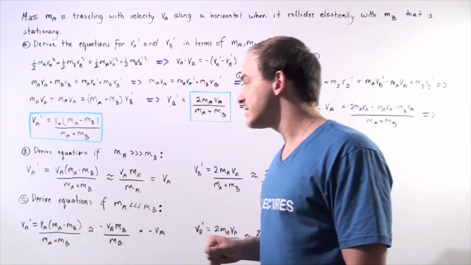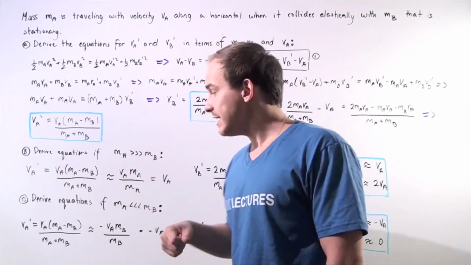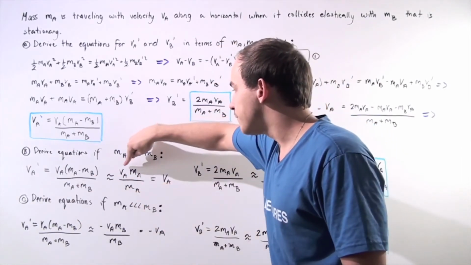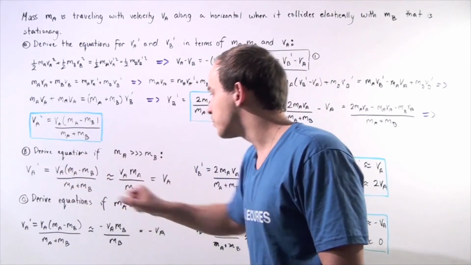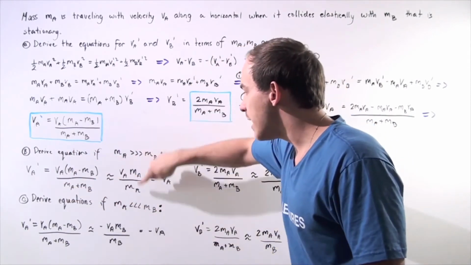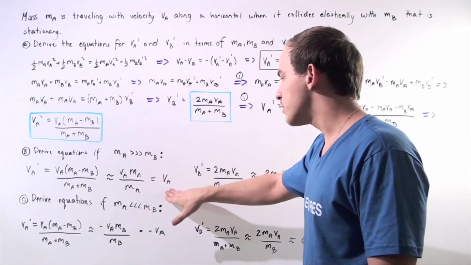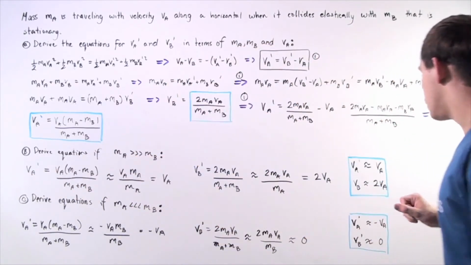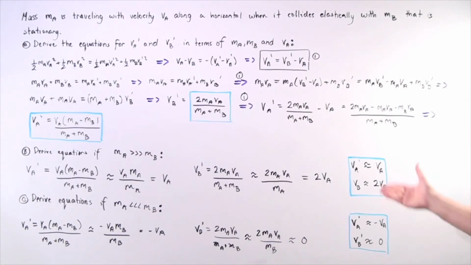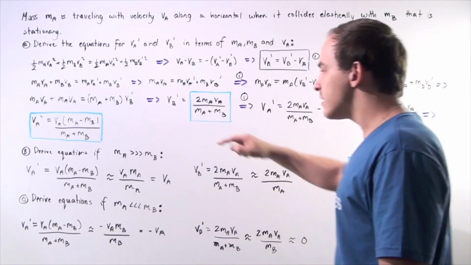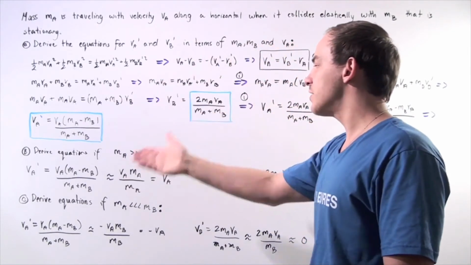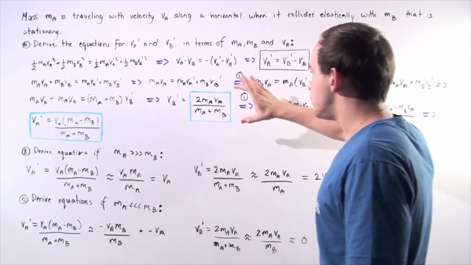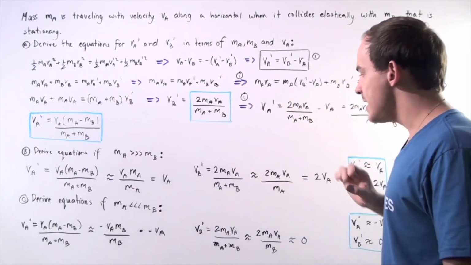Likewise, MA plus MB is approximately equal to MA. So we get the following quantity. So this is approximately equal to this. The MA's cancel and we're left with the following result. So VA prime is approximately equal to VA when the mass of object A is much higher than object B. And likewise, we take this equation, we place it here.